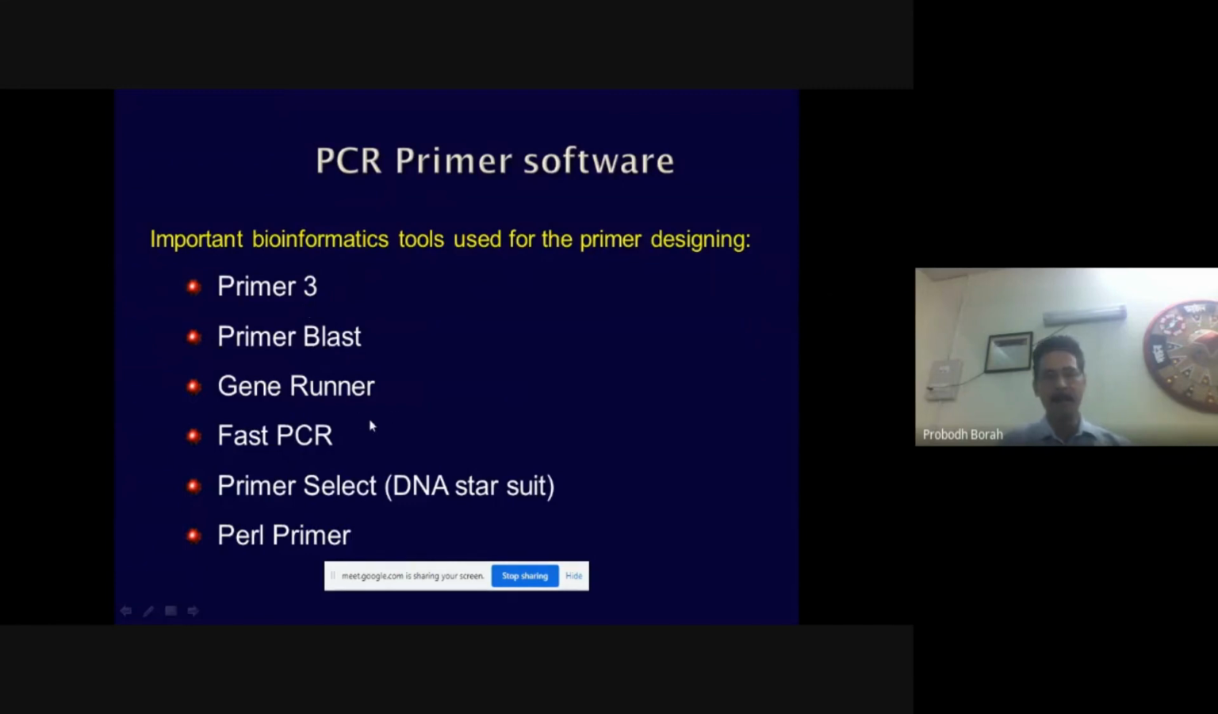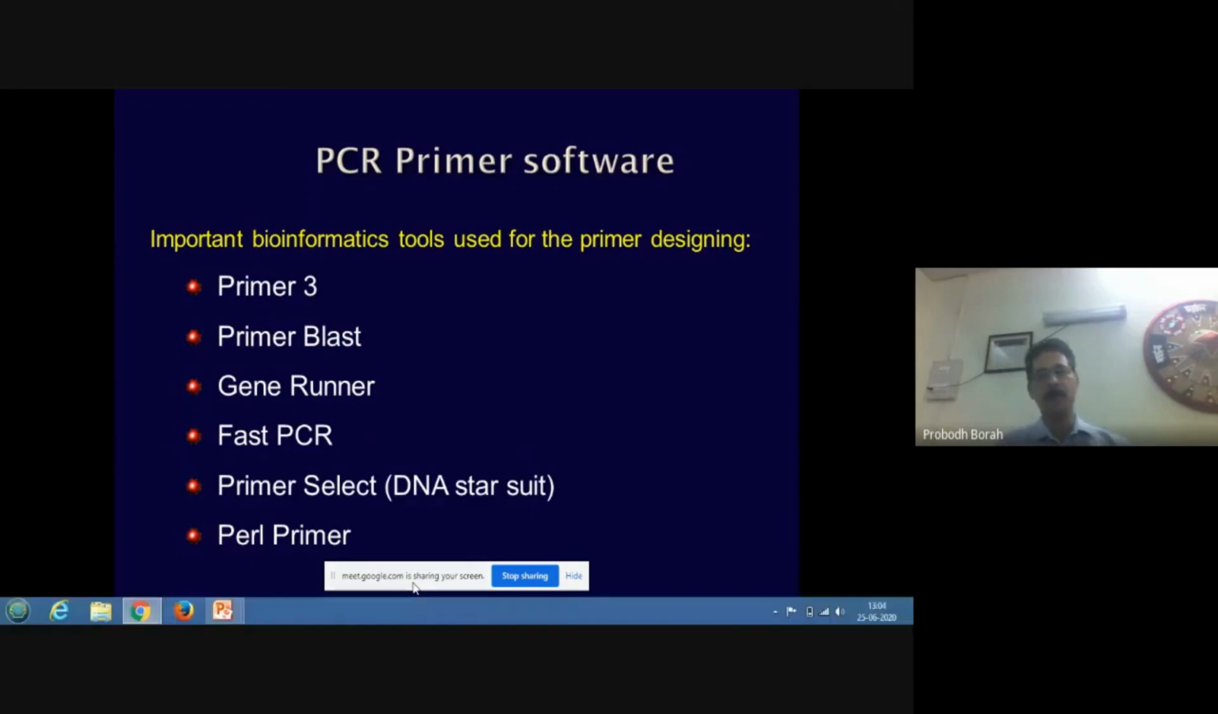There are many other softwares available, say Gene Runner, FastPCR, PrimerSelect. PrimerSelect is one of the components of a commercial package called DNASTAR, then Perl Primer, etc. So nowadays, most of the workers depend on Primer-BLAST as a very robust and suitable online tool, available free of cost. We very commonly design primers by using Primer-BLAST.